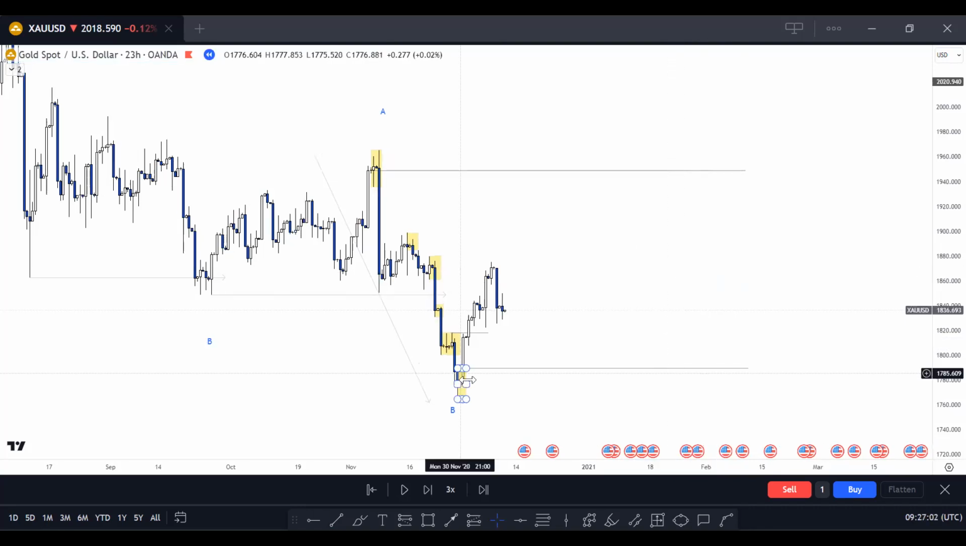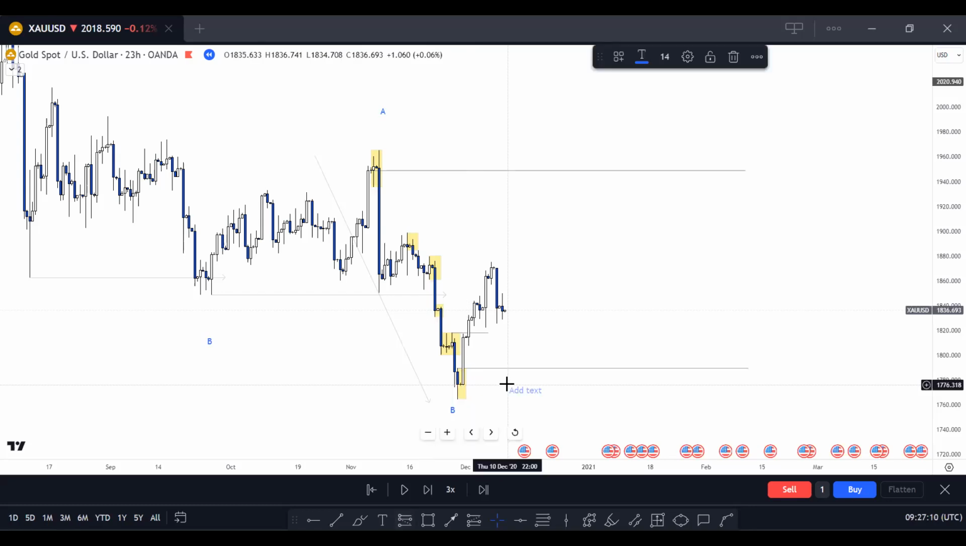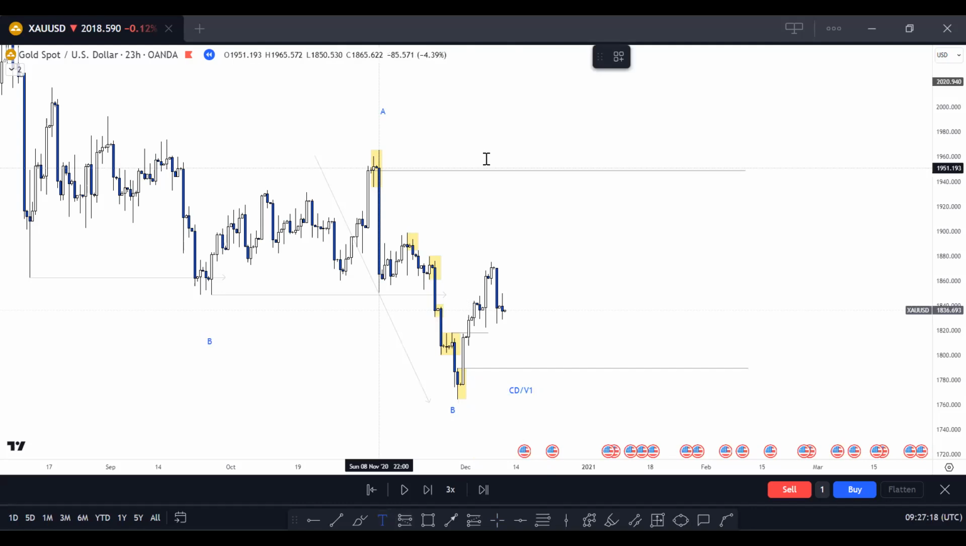Now, not just that, I can also see that this is the very first range at the end of structure. So that becomes CDV1, control demand V1. All right, a very vital piece of information. Another piece of information here tells me that this is also the very first range at A. I call it control supply V1. The second thing here is it tells me that this is a control supply everywhere here.